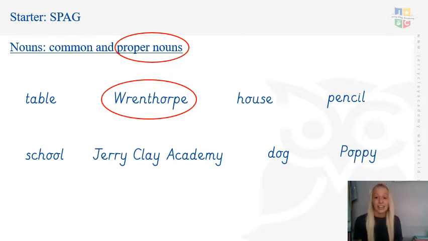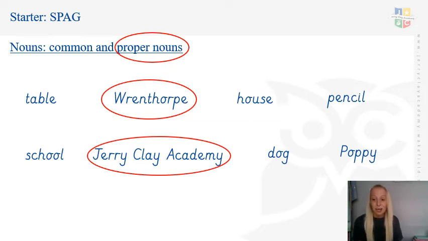Fantastic. So let's carry on from Renthorpe. So house is just a common noun because there's lots of houses. There's not just one house. Pencil is a common noun because again there are lots of pencils, not just one specific pencil. School is also a common noun, so lots of different schools. We're not talking about just one specific school. However, Jerry Clay Academy is a proper noun because you know exactly which school I am thinking of. So Jerry Clay Academy is a proper noun because it is the name of a specific noun.